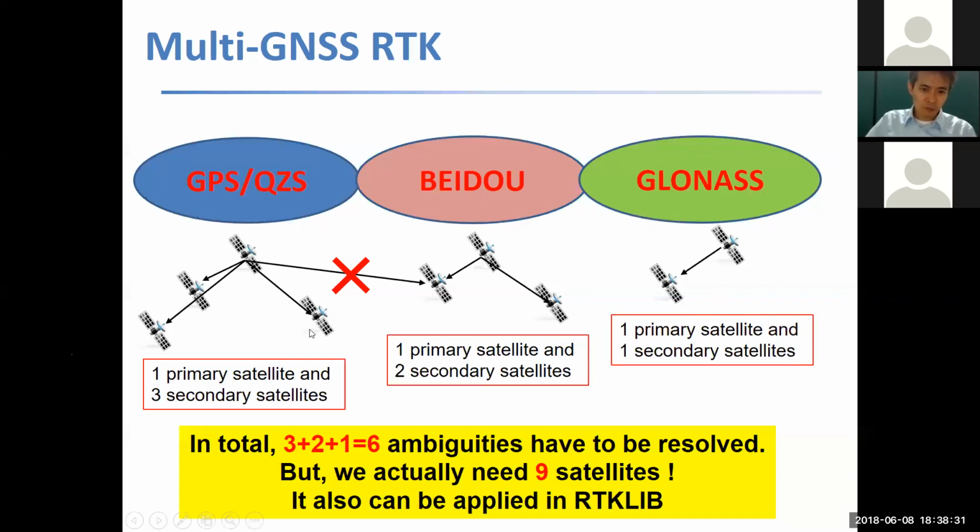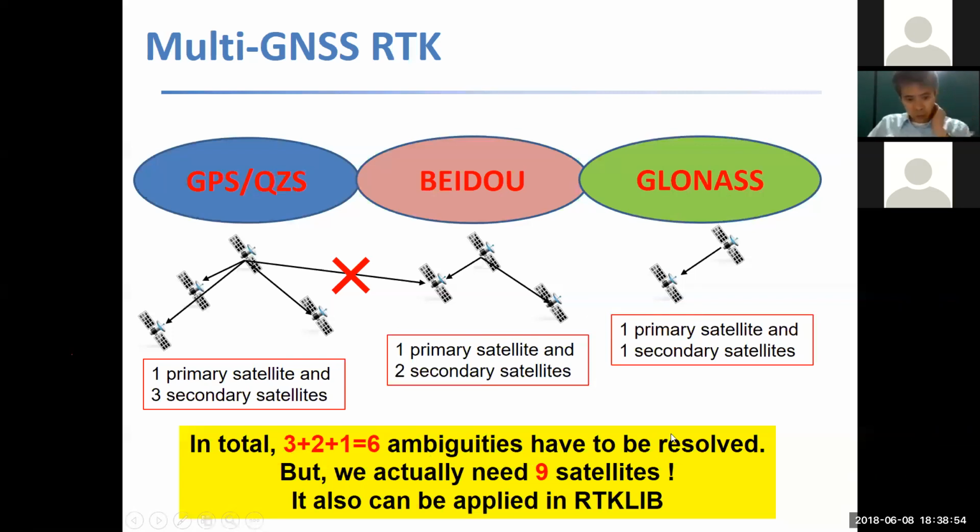But in terms of ambiguities, 1 primary satellite and 3 secondary satellites, so 3 double differences, and Beidou 2 double differences, and GLONASS 1 double difference, which means 3 plus 2 plus 1. Only 6 ambiguities have to be resolved in these cases. We actually have 9 satellites, but 6 ambiguities will be resolved.